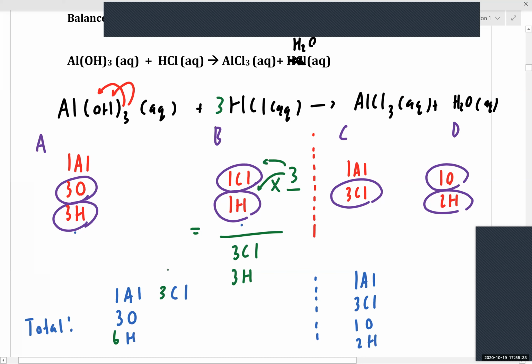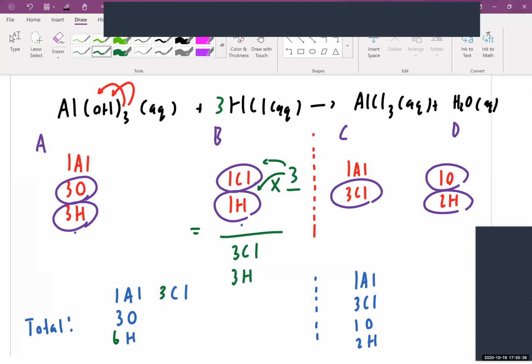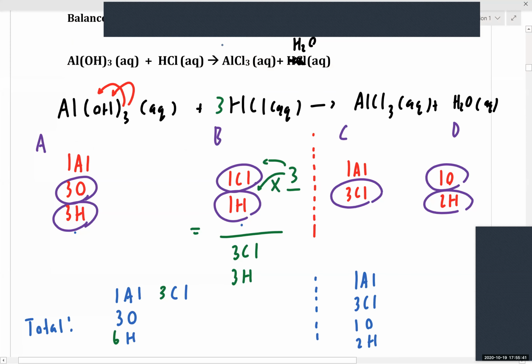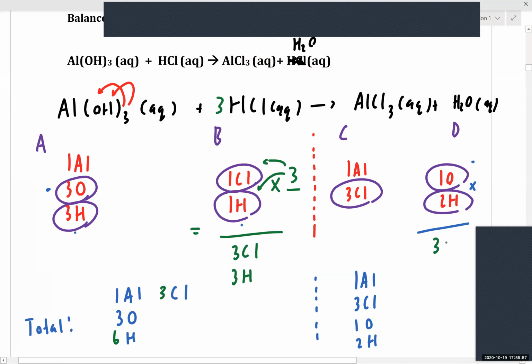Perfect. So now that we have our revised count, let's now balance oxygen. Looking at oxygen, I have 3 oxygens on the left and I have 1 oxygen on the right. So what times 1 would give us 3 oxygens? And again, we use a coefficient of 3. That in turn gives us 3 oxygens and 6 hydrogens. So we adjust our count.